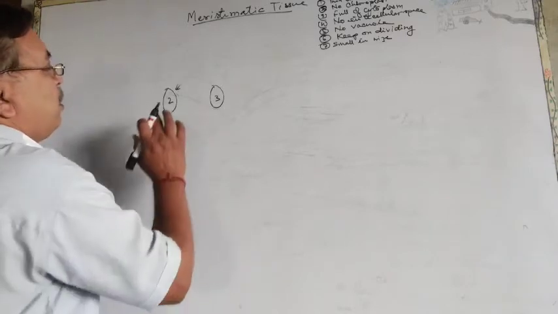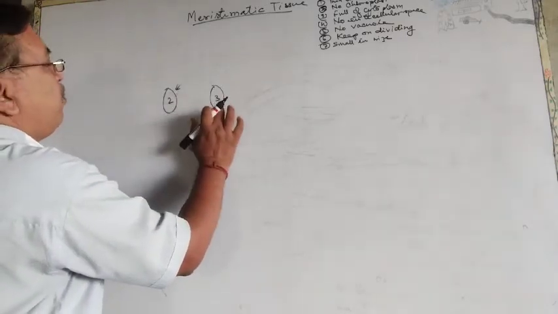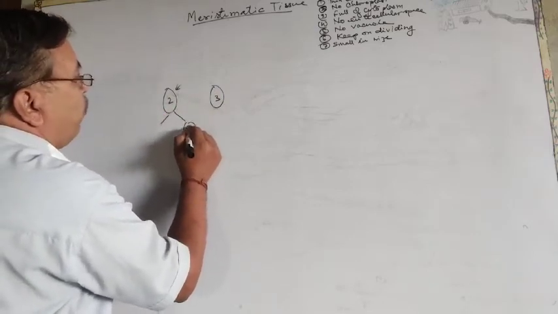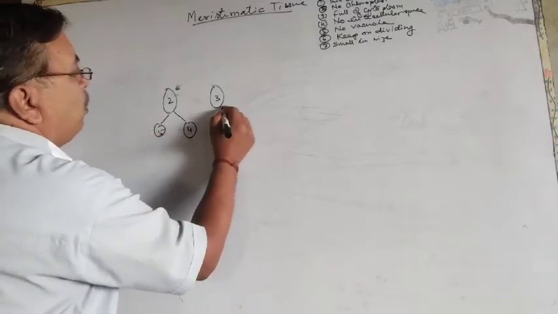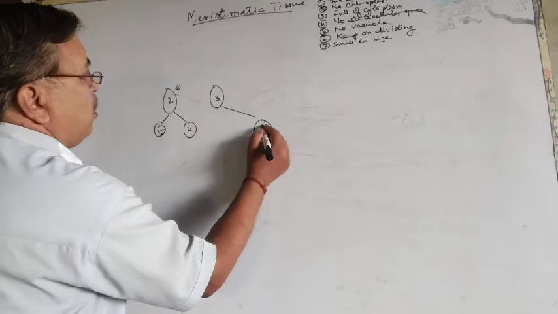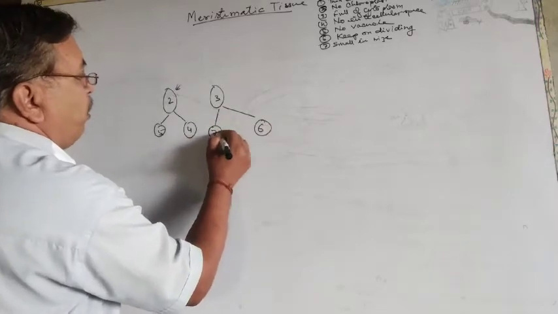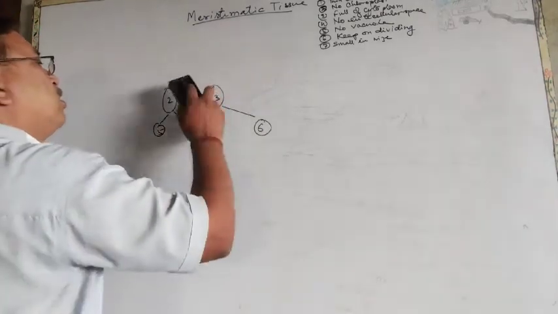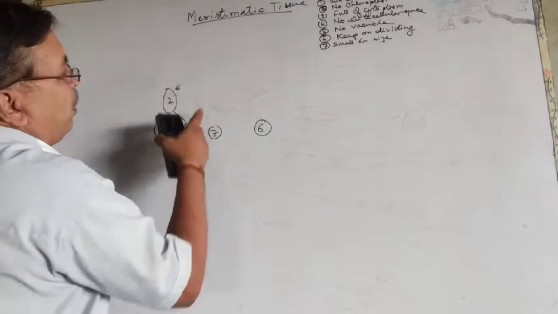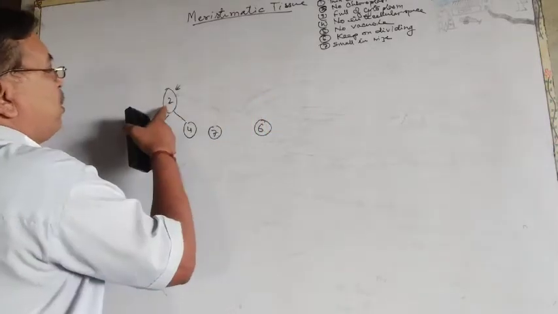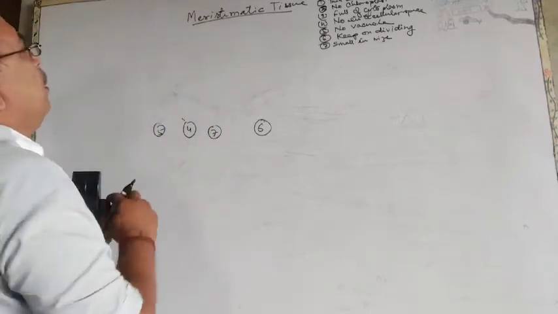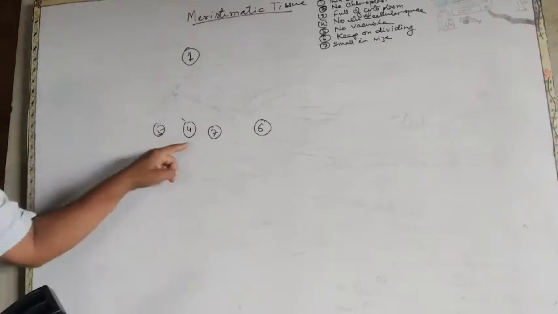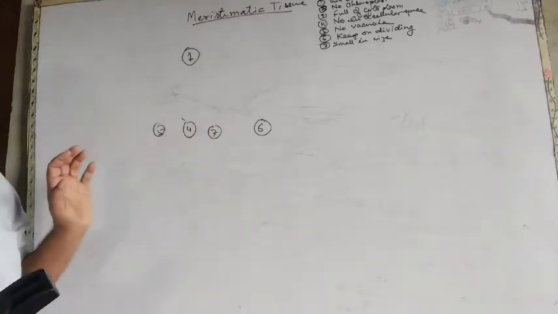After some time, cell number 2 and cell number 3 both divide. Cell number 2 will give rise to cell number 4 and cell number 5, and cell number 3 will give rise to cell number 6 and cell number 7. Instead of 3, you will have 6 and 7; instead of 2, you will have 4 and 5. Now you see the life started with cell number 1, and after one step, how many cells are there? 1, 2, 3, 4 cells are there.